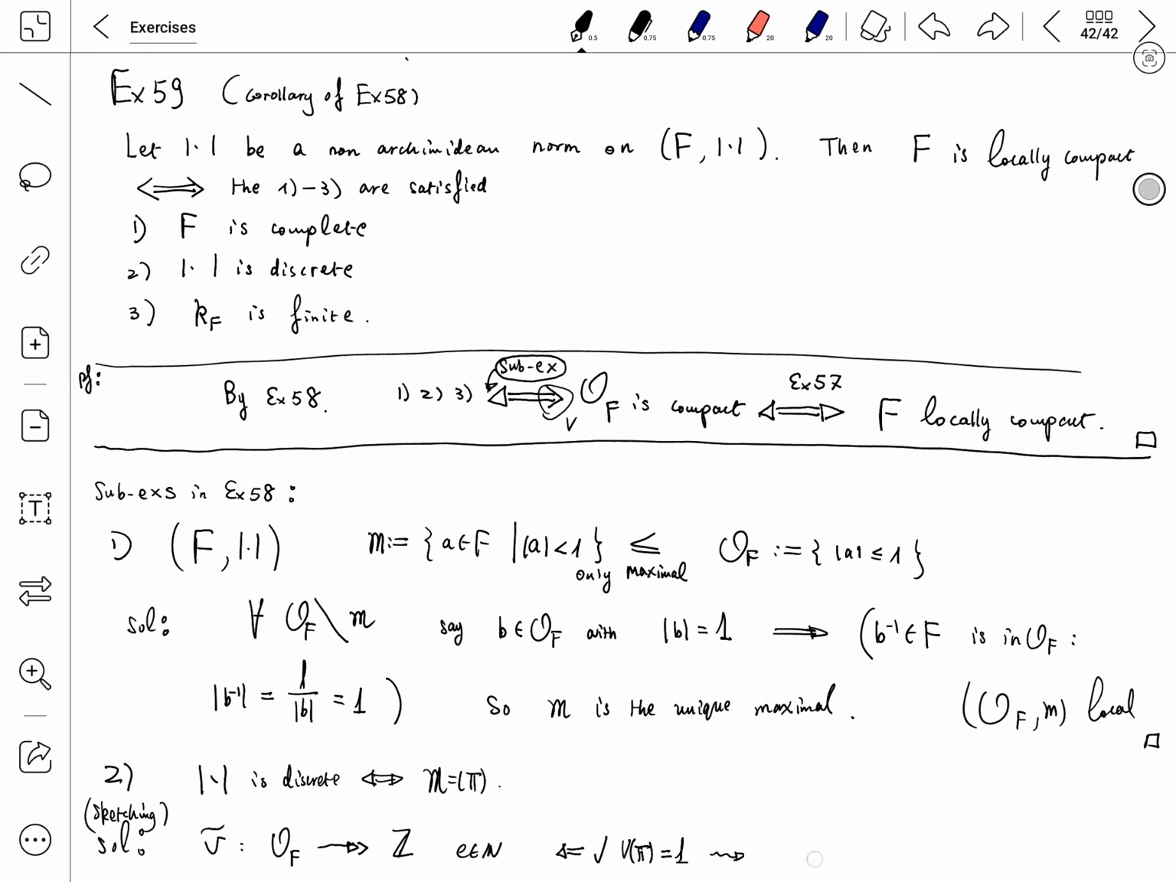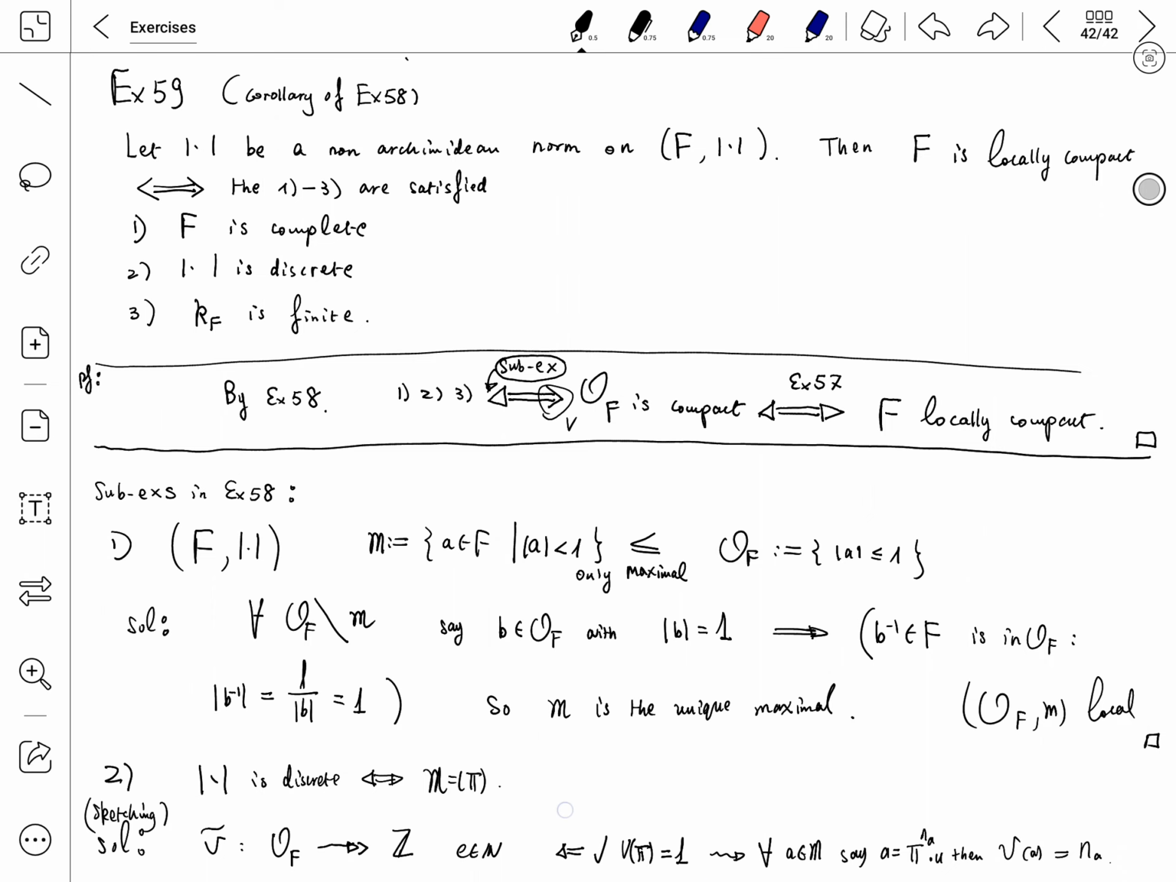Then any element a, say a equals some power of pi, then the valuation of a equals n_a, right? And in general an element should be a unit of OF times such a power of pi, but the unit has valuation 0. So you see that all the valuations form a discrete subset of the additive group of R.